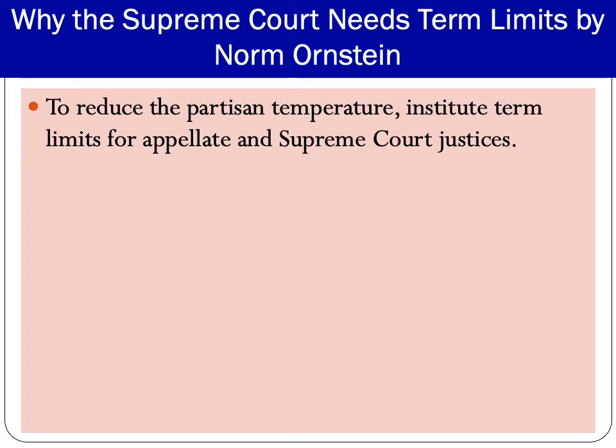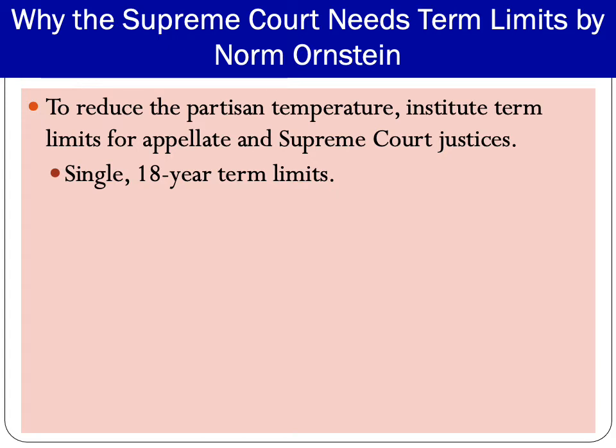You're going to be reading the article "Why the Supreme Court Needs Term Limits" by the political scientist Norm Ornstein, and he makes some interesting suggestions. He thinks that we should institute term limits for appellate and Supreme Court justices. Rather than having a lifetime appointment, he thinks Supreme Court justices should serve one 18-year term.